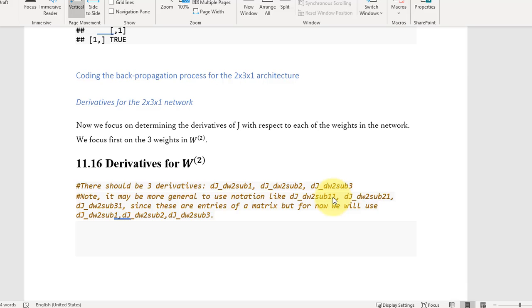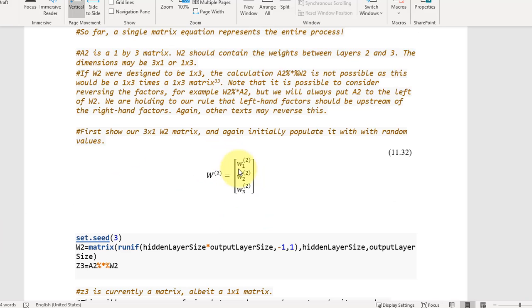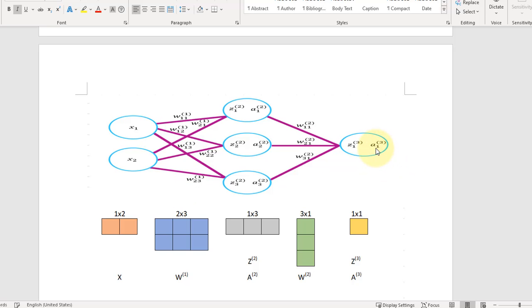The only reason we only have one column in this particular case is because here we only have one node. If we had 2 nodes here, we would need 2 columns here. Obviously, we would need more weights here, and they would need to be in a second column. If we had 3 nodes here, they would need to be in a third column. So you can confirm that yourself.